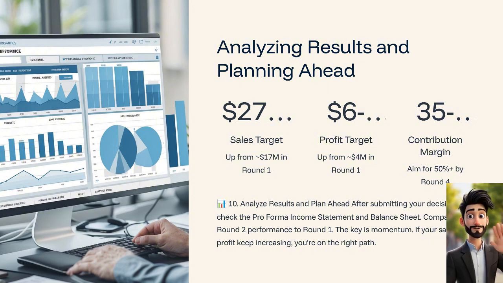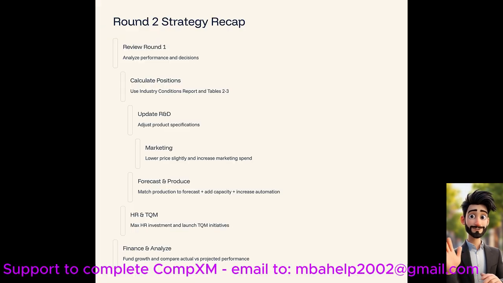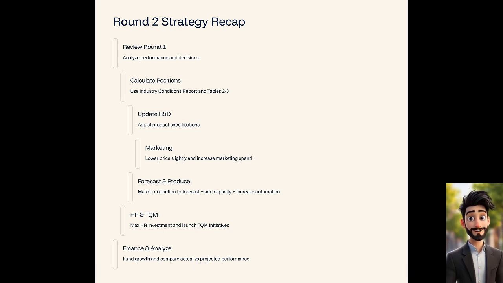Recap, Round 2 strategy in 10 steps. Let's summarize everything. 1. Review Round 1 performance and decisions. 2. Use the industry conditions report and Tables 2 and 3 to calculate Round 2 ideal positions. 3. Update product specs in R&D. 4. Lower price slightly and increase marketing spend. 5. Forecast demand using last year's data and segment growth. 6. Match production to forecast plus add capacity plus increase automation.